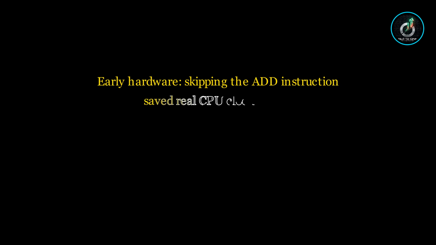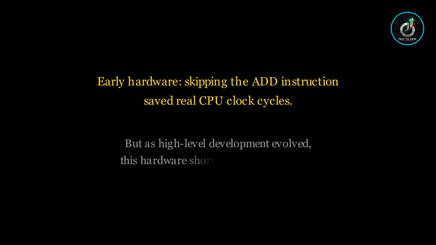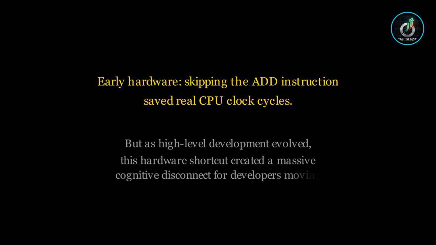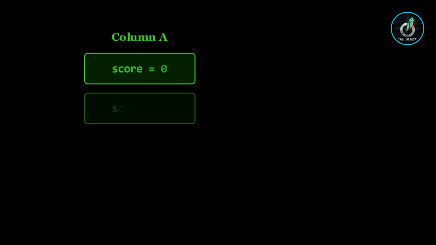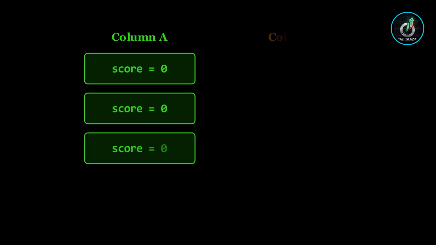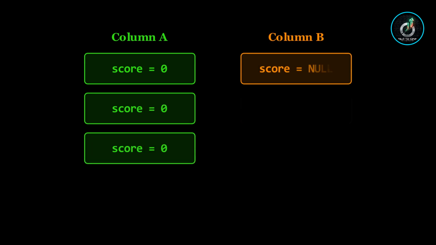In early computing hardware, eliminating that extra addition instruction per array read saved massive CPU clock cycles. But as high-level development evolved, this hardware shortcut created a massive cognitive disconnect for developers moving from memory management into schema design. This structural friction brings us directly to the ultimate graveyard of junior applications, the database layer.